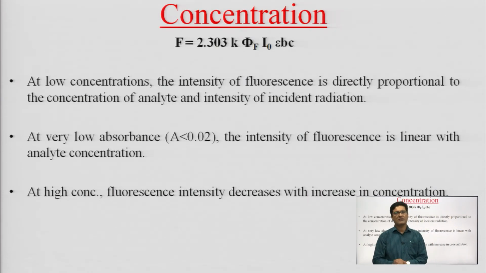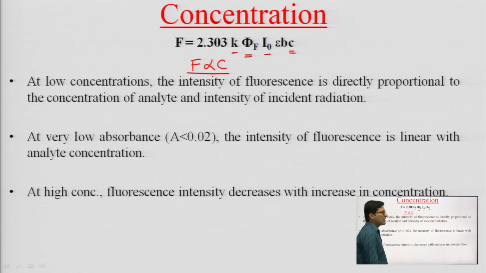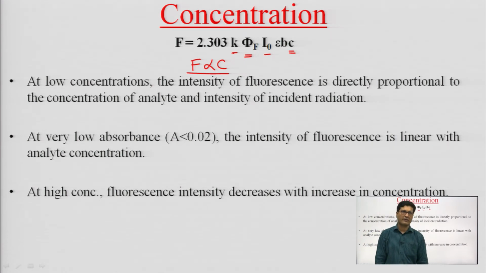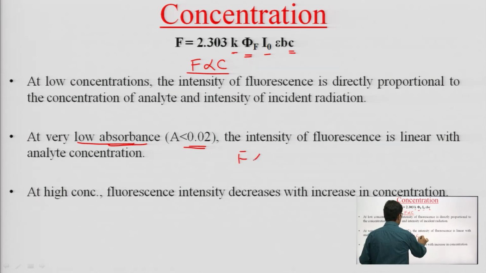Another important factor is the concentration. So, concentration can be related to the fluorescence with the help of an equation. Now, according to this equation, we have the constant k, the quantum efficiency, and the intensity of the radiation, but if we look at this equation, we can clearly see that fluorescence is directly related to the concentration. So, as we increase the concentration, fluorescence also increases, but only to some extent. At very low absorbance values, generally below 0.02, this relationship is linear.